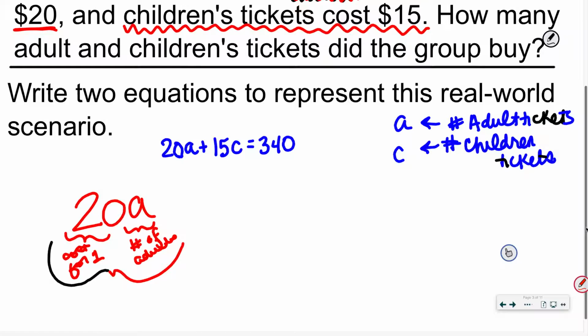Is that the full term? Because you just told me that the 20 represented the cost for each adult. So 20A can't possibly be the cost for each adult. If 20 is the cost for one adult's ticket, and A is the number of adults that are going to the aquarium, then what is 20A together? The total cost of all the adults, for all the adult tickets. This would be the total for adult tickets.